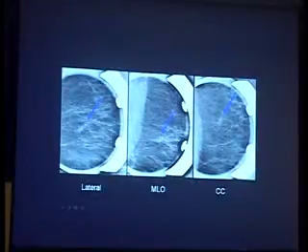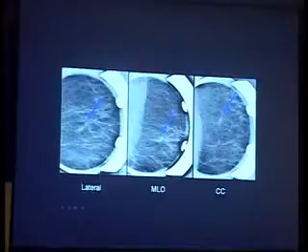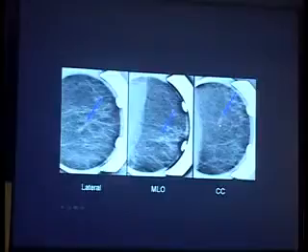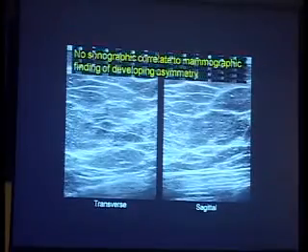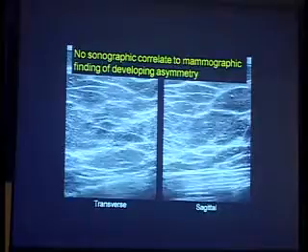But before we did that, I just want to prove to you once and for all that this is a real finding. We see it in 2 views, and spot compression did not make it go away. Margins a little bit irregular. The interval appearance makes us suspicious already. We did not see anything under ultrasound, however. No sonographic correlate to the mammographic finding of developing asymmetry.